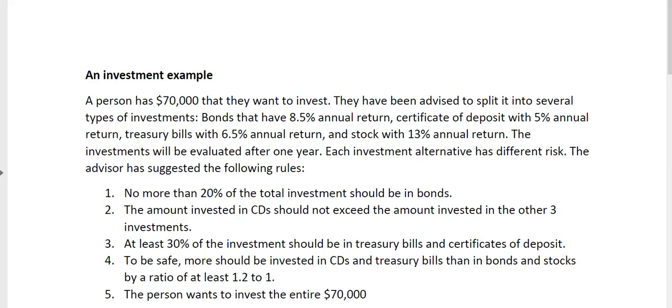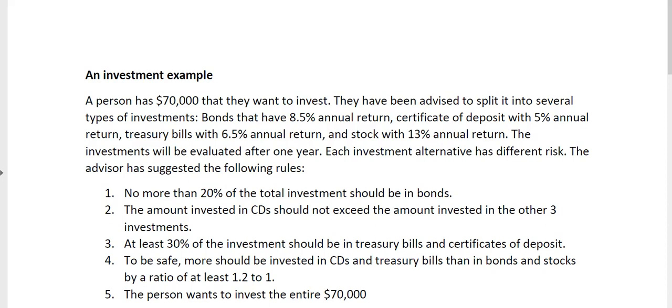Each investment alternative has different risk. The advisor has suggested the following rules. No more than 20% of the total should be in bonds. Amount in CDs, which is certificate of deposit, should not exceed the amount invested in the other 3.